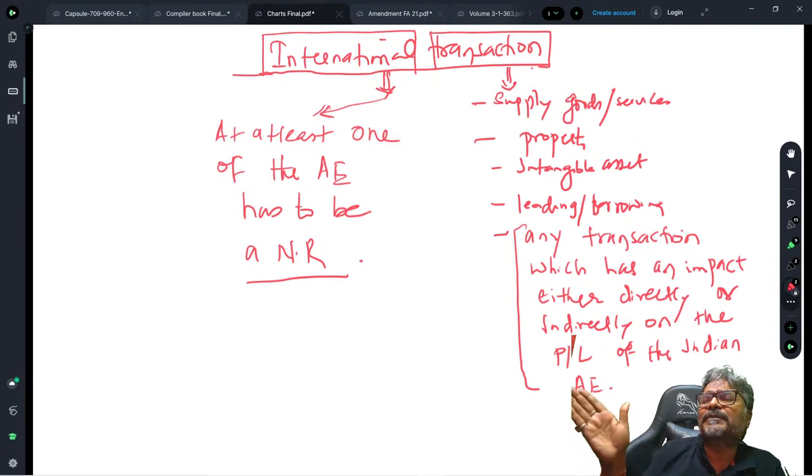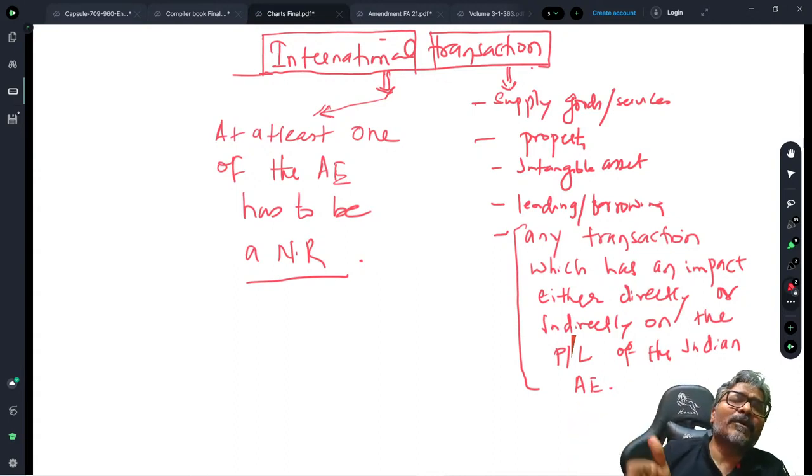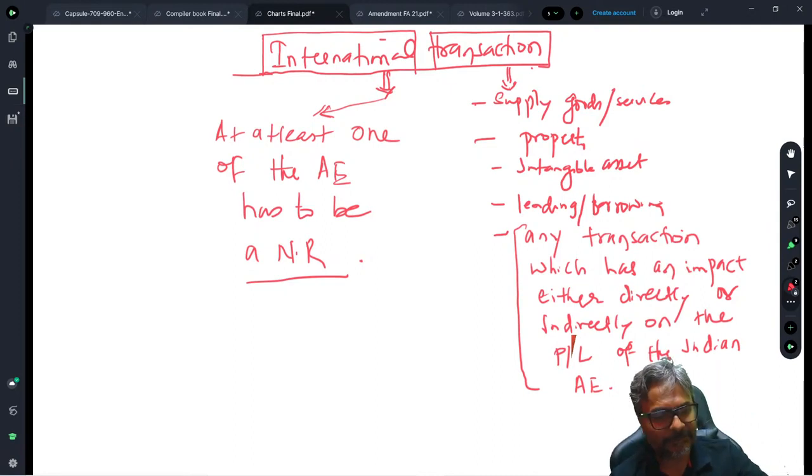Now in that context, with the price of rupees 10 crores, the next point in this case was that the arm's length price of this particular asset was rupees 8 crores. So the question that came up, students, was this: with 10 crores of the transfer price and 8 crores of the arm's length price, the difference is 2 crores.